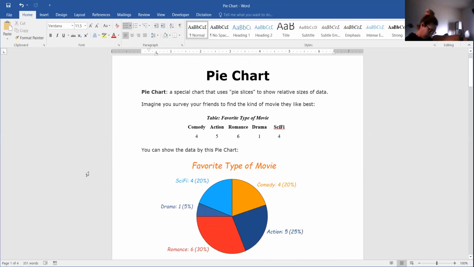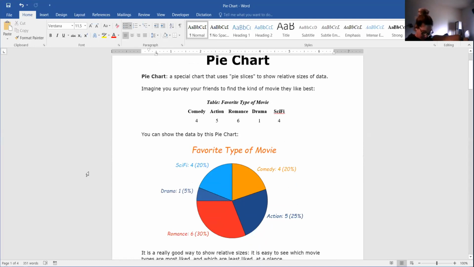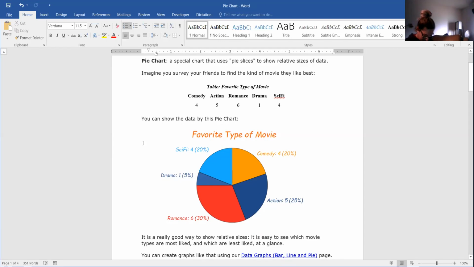You've all seen pie charts. What they do is, again, in a very visual way, show relative sizes of data. So again, let's go back to that movie survey that we had two pages back. We can see these. The use of a pie chart always involves listing percentages as well as numbers of the values.